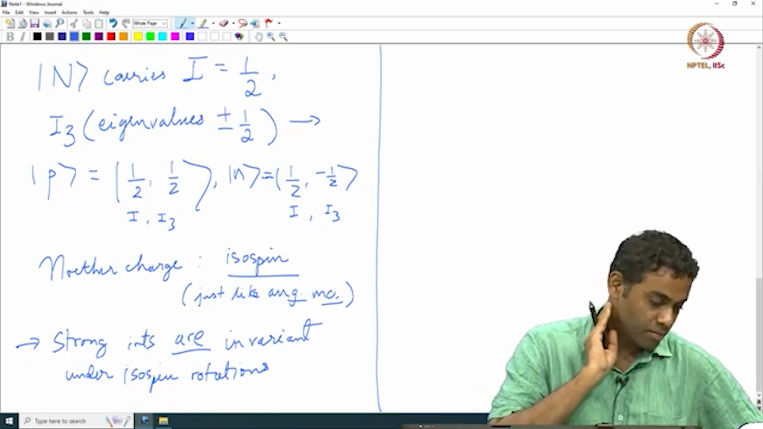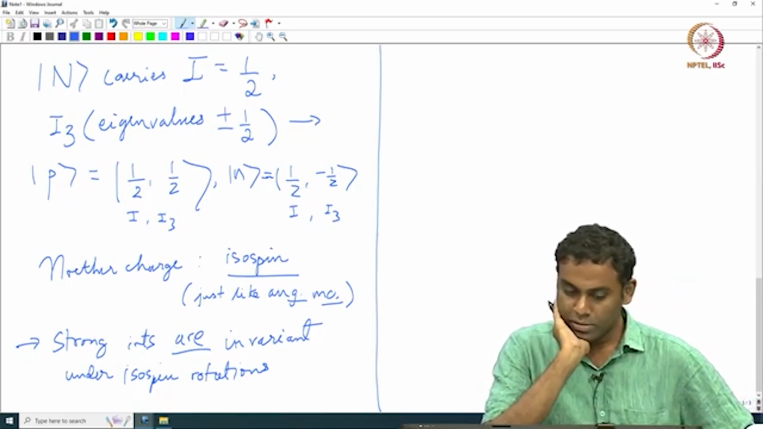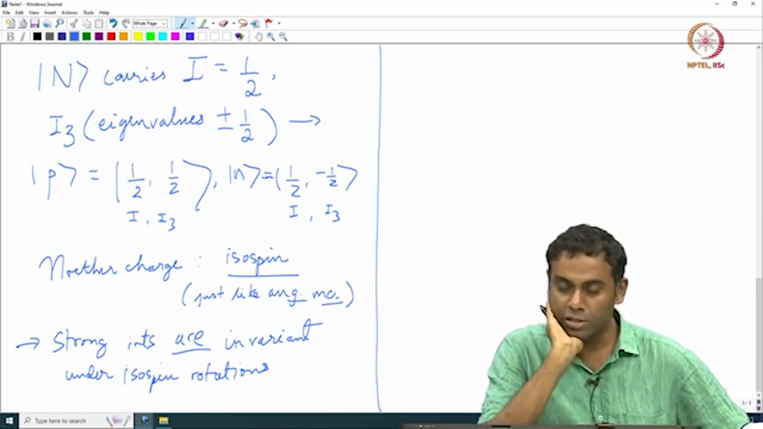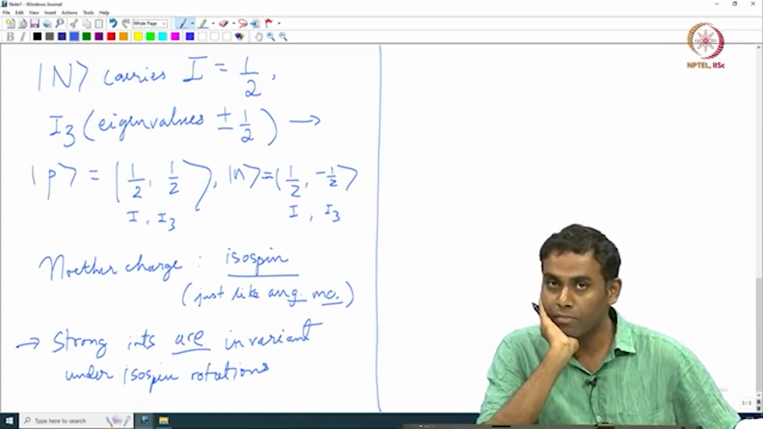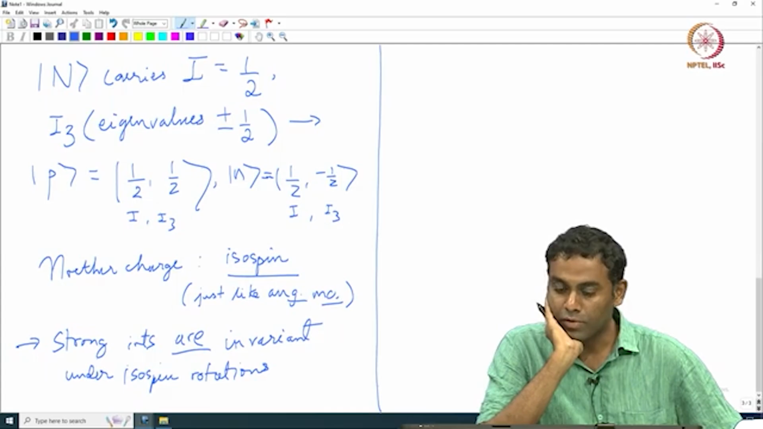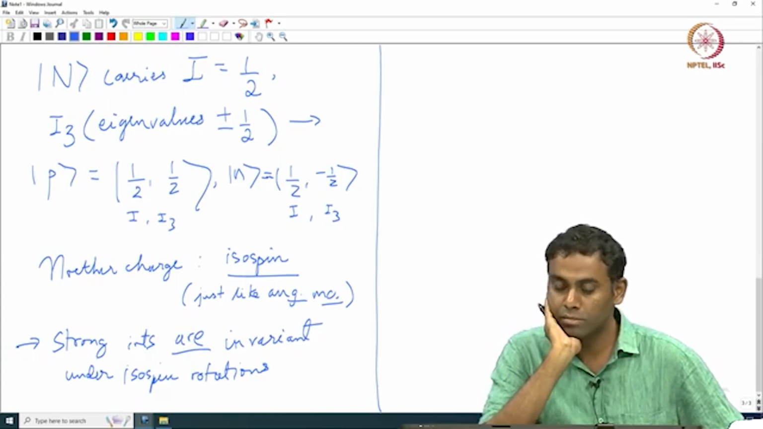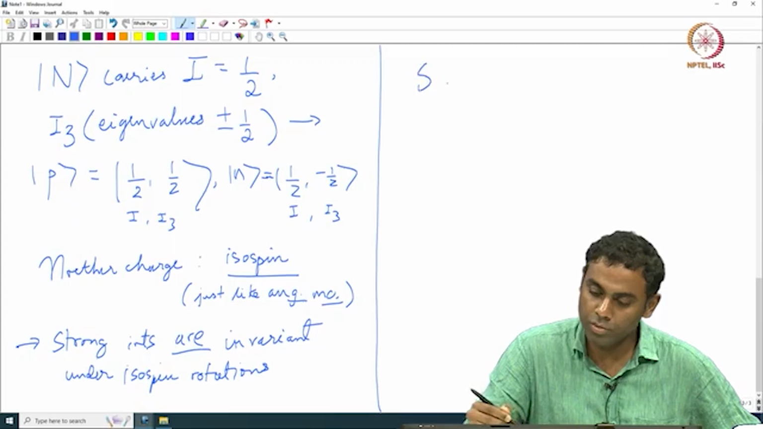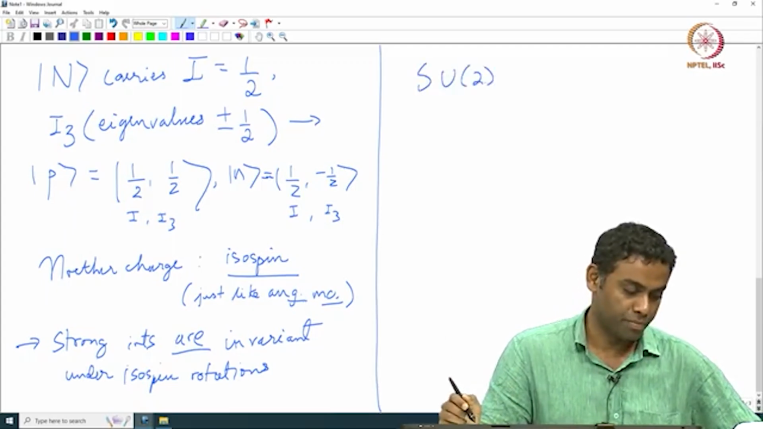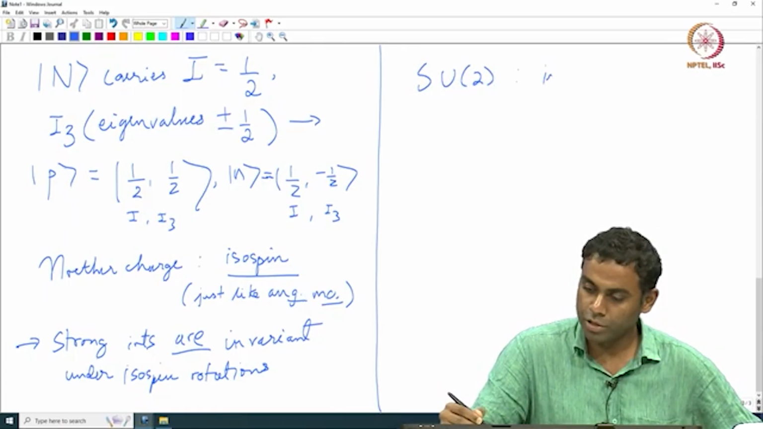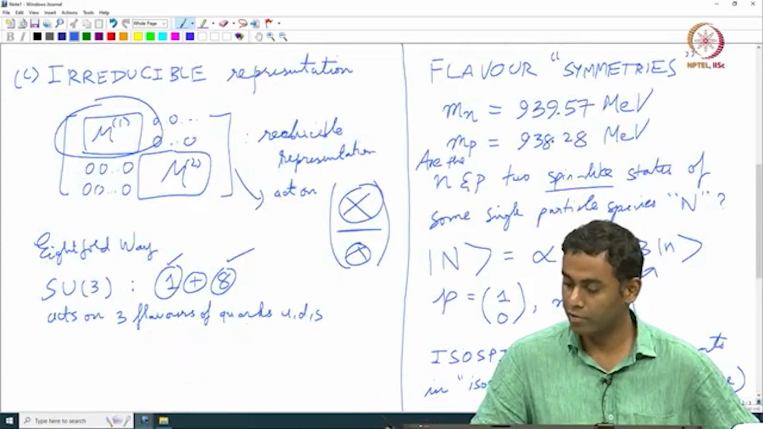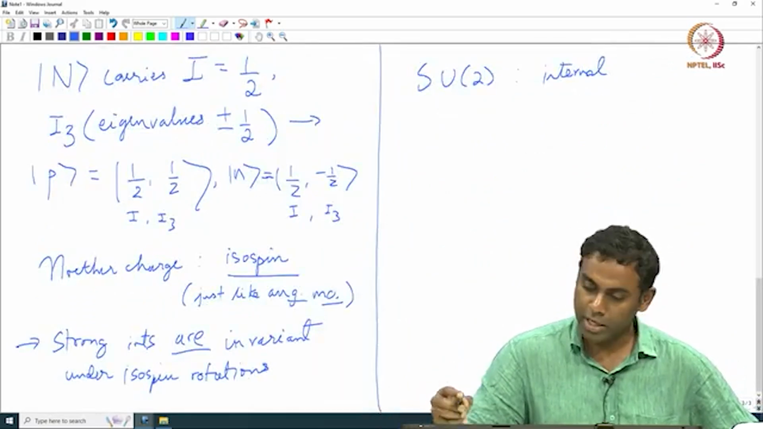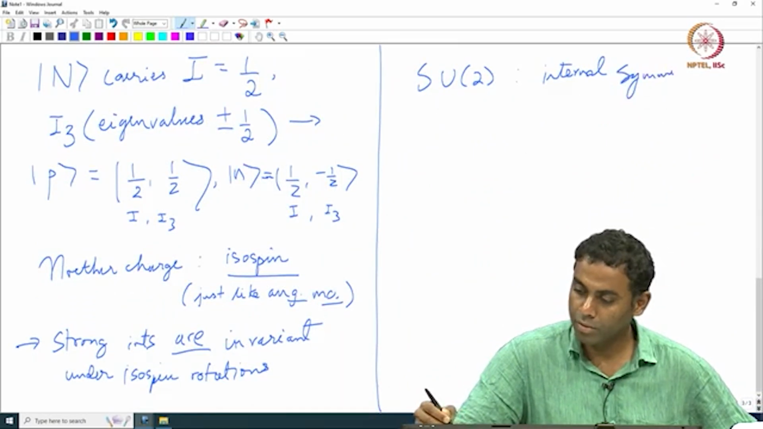Now that I have stated all this, can you guess what is the group under which these transformations happen, from your experience with quantum spin? Of course, this also has to be SU2. SU2 is again the internal symmetry group, meaning this is not a spacetime symmetry, this is all happening within the quantum states the way you defined it.